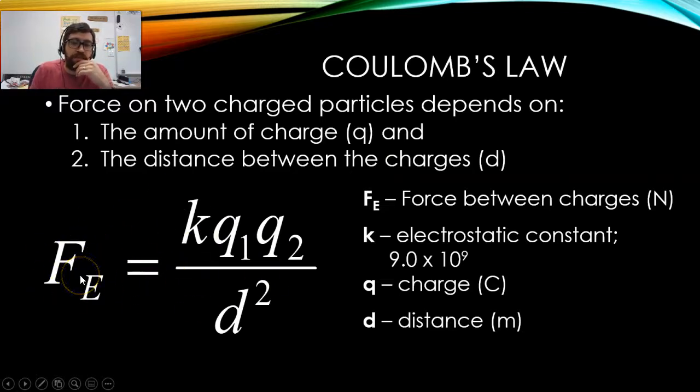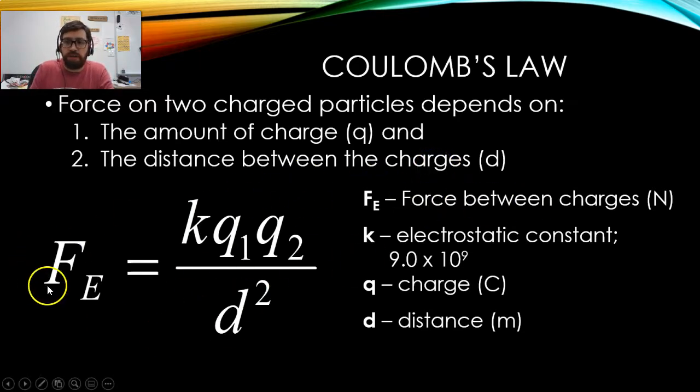Fe is the electrostatic force. Fe equals K times Q1 times Q2 divided by D squared. That's the equation. Now, good news, as I said earlier, you will not have to actually do calculations with this equation, but I want you to know it, and I want you to know what it says about these two things, about the charge and the distance and how they affect the force, right?